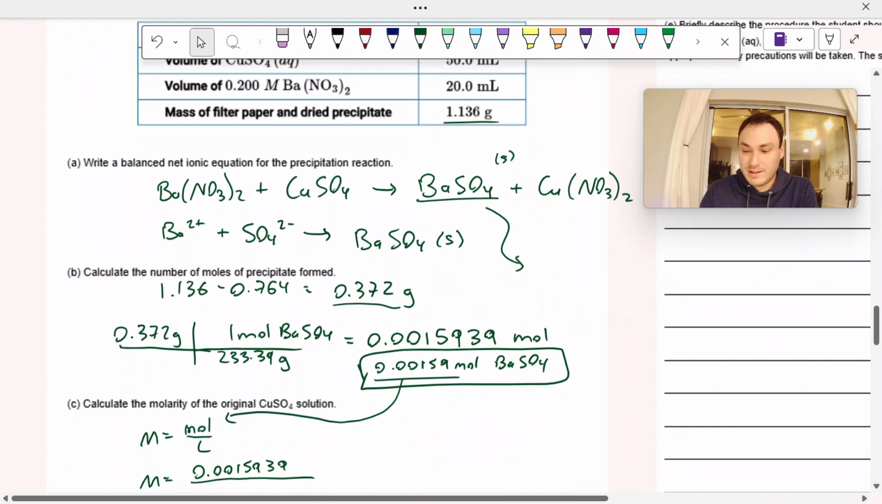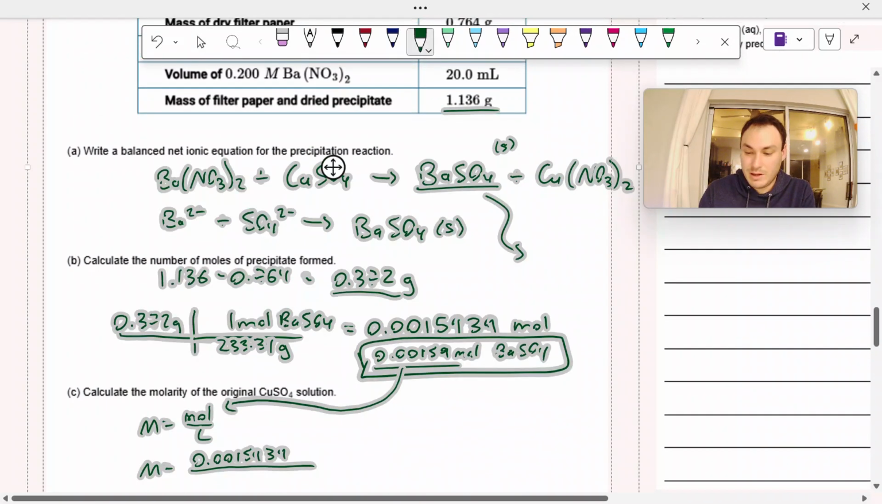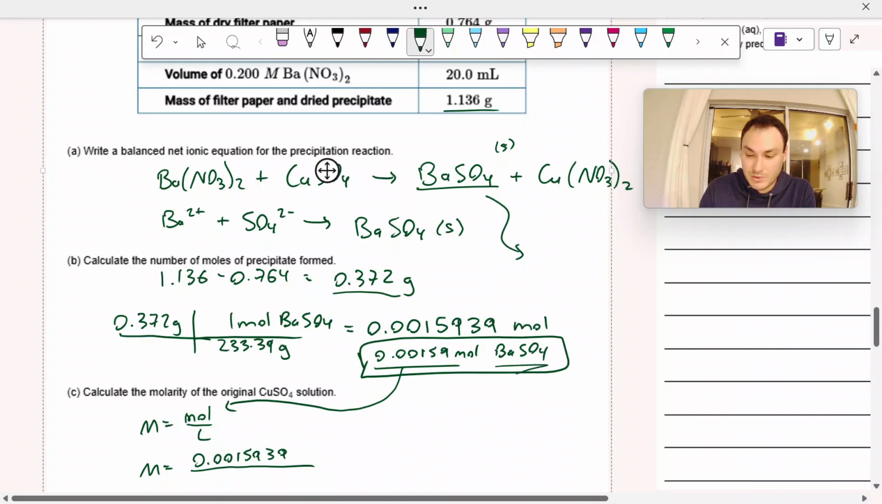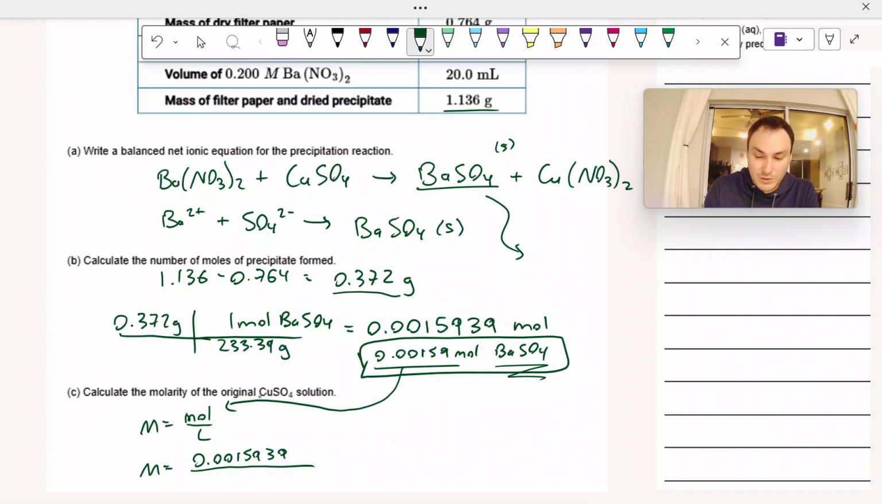Or actually, I guess I skipped a step, but it doesn't matter anyway. This is the moles of barium sulfate, but I'm trying to get the moles of copper 2 sulfate. So the first thing to do was to go 0.00159 moles of barium sulfate, and according to my reaction, for every 1 mole of barium sulfate, we used up 1 mole of copper sulfate. So it's a 1 mole to 1 mole ratio. So we're going to get the same amount of moles of copper 2 sulfate.